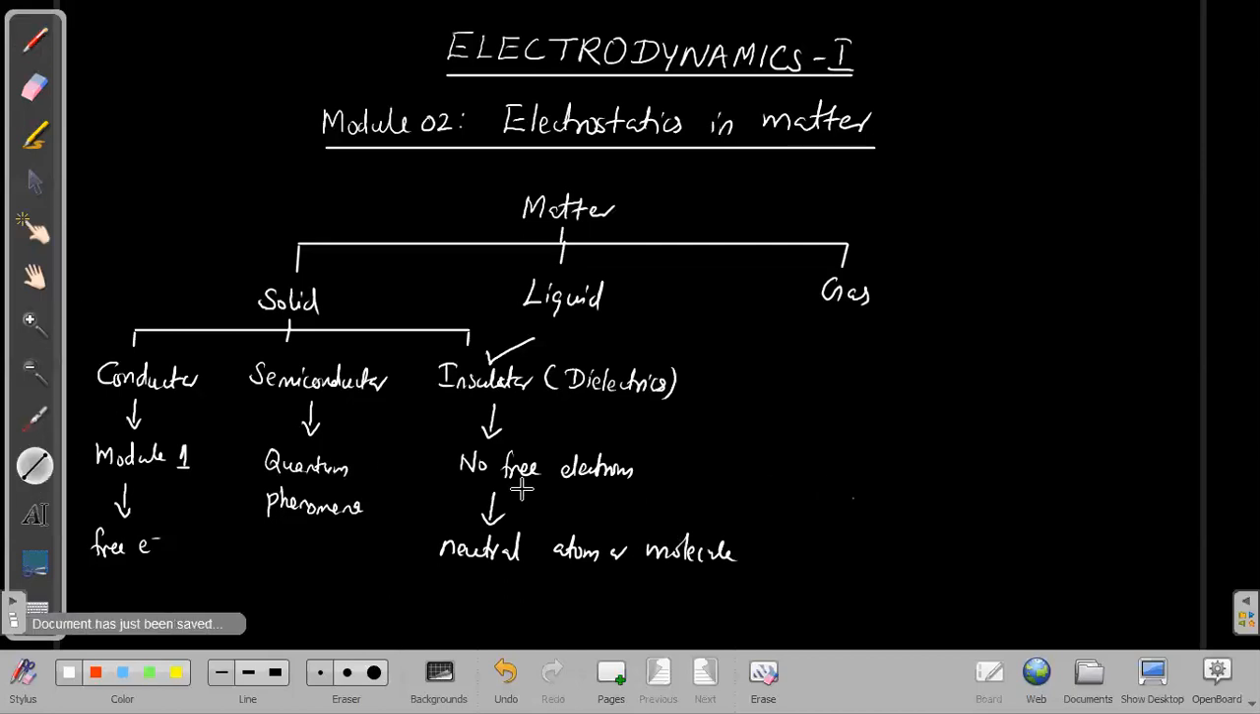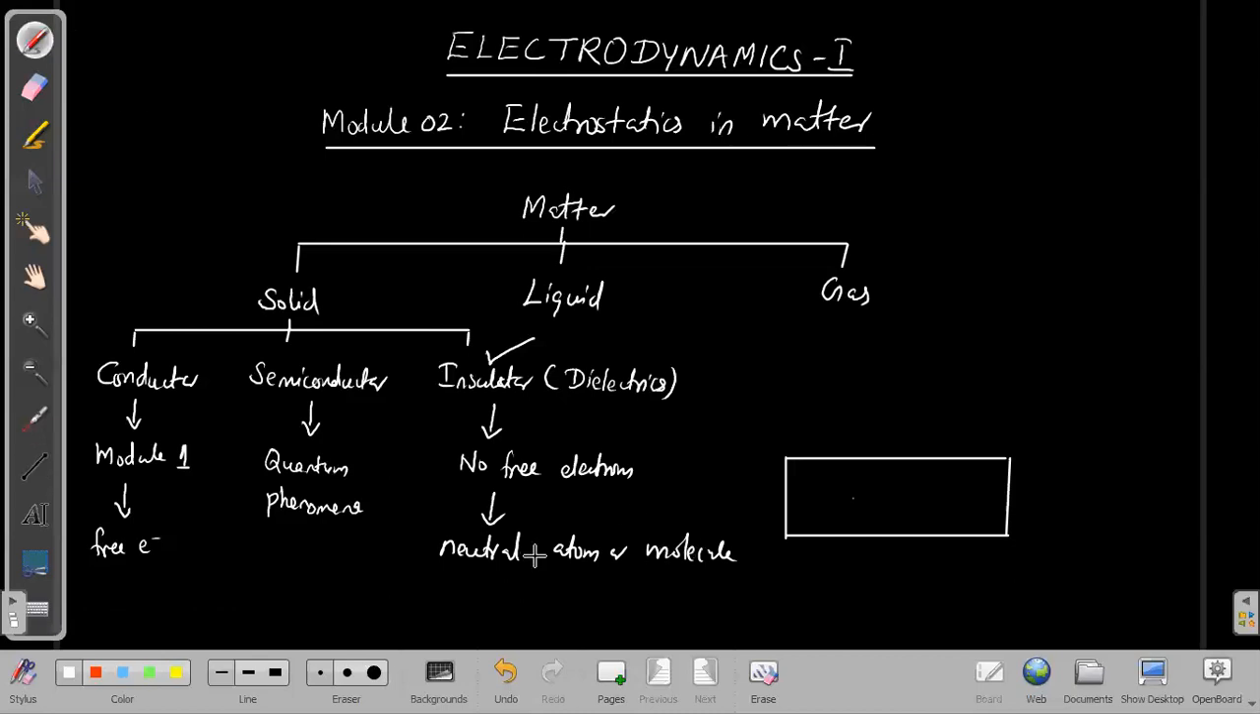Okay, so pictorially, how can I look into an insulator? An insulator will contain a very large number of neutral atoms, so all are electrically neutral. It may be a neutral atom or a neutral molecule like this. There may be some bonding between the atoms. Therefore, in order to study the effect of electrostatics in matter, particularly for an insulator, we should know what is the effect of the static electric field on an atom as well as on a molecule. So once you know that, then our discussion would be easy.